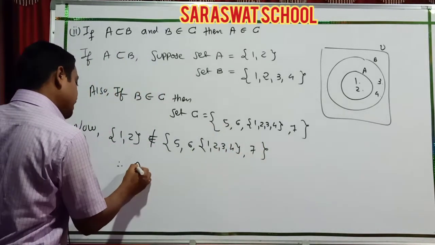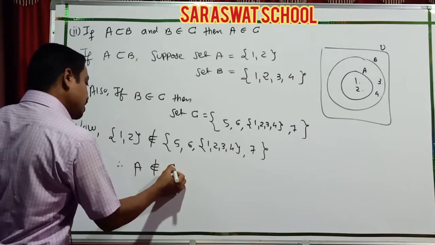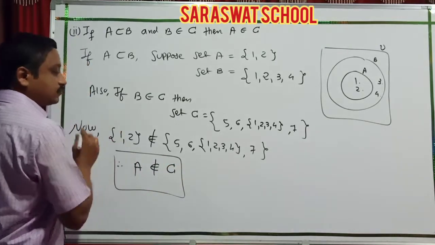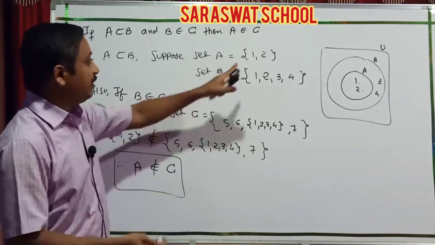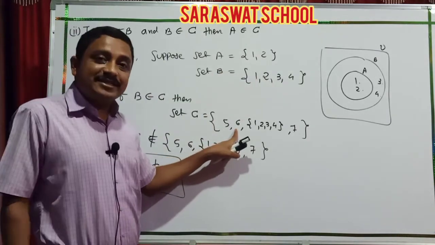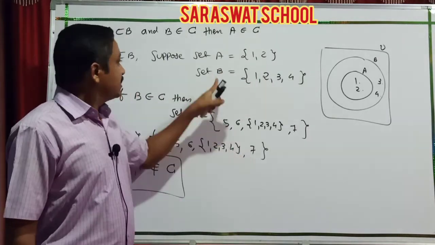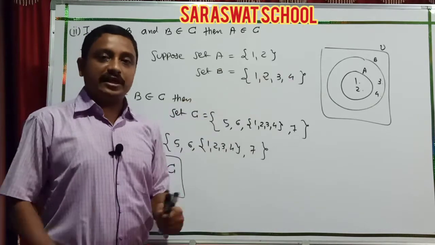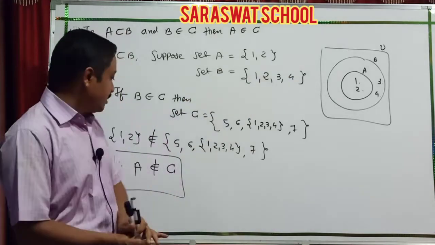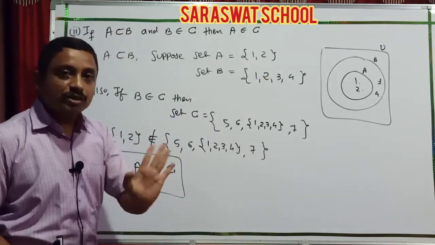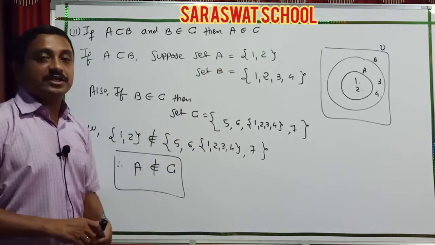That's why A does not belong to C. I just showed that, because the elements 1, 2 of A are not present in C. Yes, B belonging to C was also possible then. But here A does not belong to C. That type of equation, students, is done.